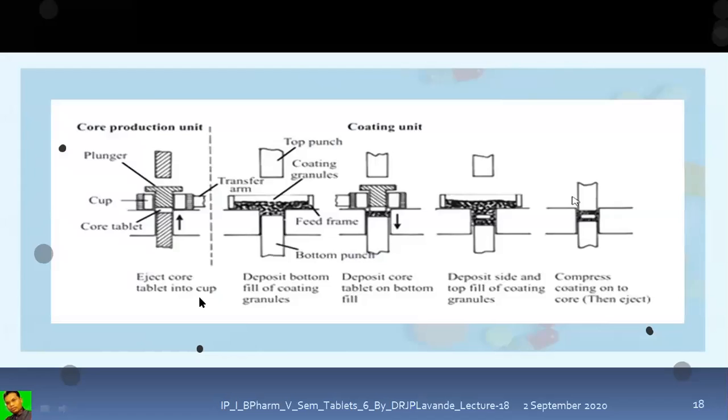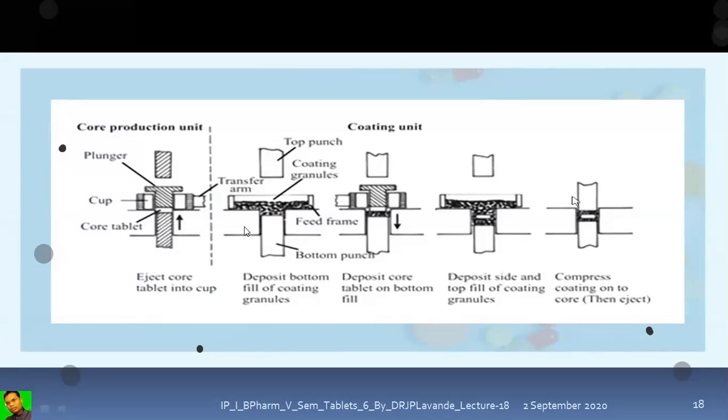Eject core tablet into a cup, right? So it is the same as our tableting process, where the core tablet is produced by compressing between the upper and lower punch inside the die. Then this tablet is placed into another assembly. So deposit bottom fill of coating granule.